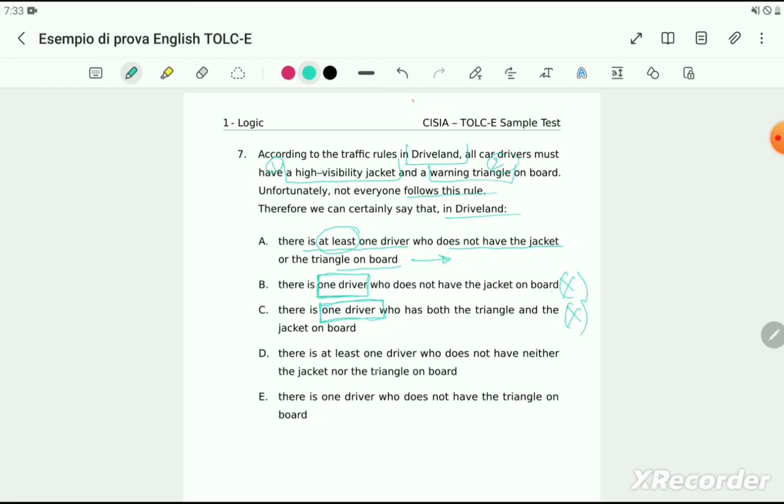There is at least one driver who does not have either the jacket or the triangle on board. Yeah, this also could be.